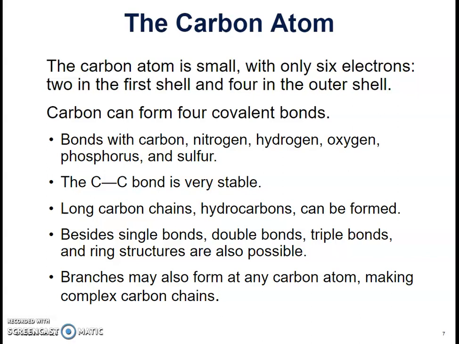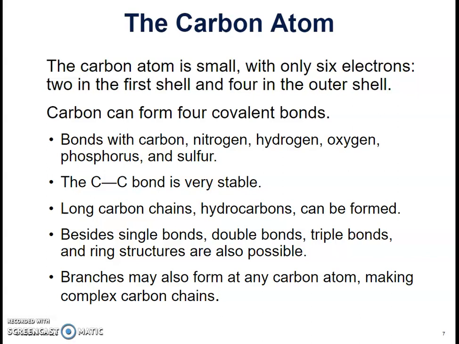And to get that full outer shell, carbon will form 4 covalent bonds. And it bonds very readily with other carbon atoms, with nitrogen atoms, hydrogen, oxygen, phosphorus, and sulfur atoms. When carbon bonds with itself, it's very stable. All right, so it likes to form carbon-carbon bonds. Those bonds are covalent, and those electrons are shared equally among those 2 carbon atoms.